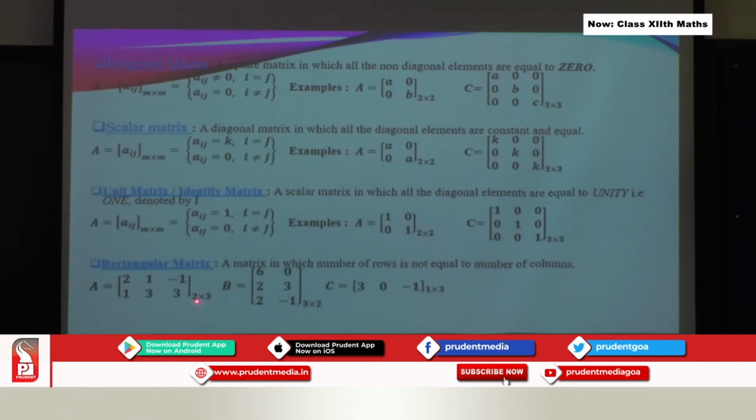Look at this now, different examples here. Here number of rows equal to 2, number of columns equal to 3. Same way here, second example, number of rows equal to 3, number of columns equal to 2. So the order is 3 cross 2. Here again, this is your row matrix, and again you can see the order 1 cross 3. Same way I can take column matrix also, and so on.